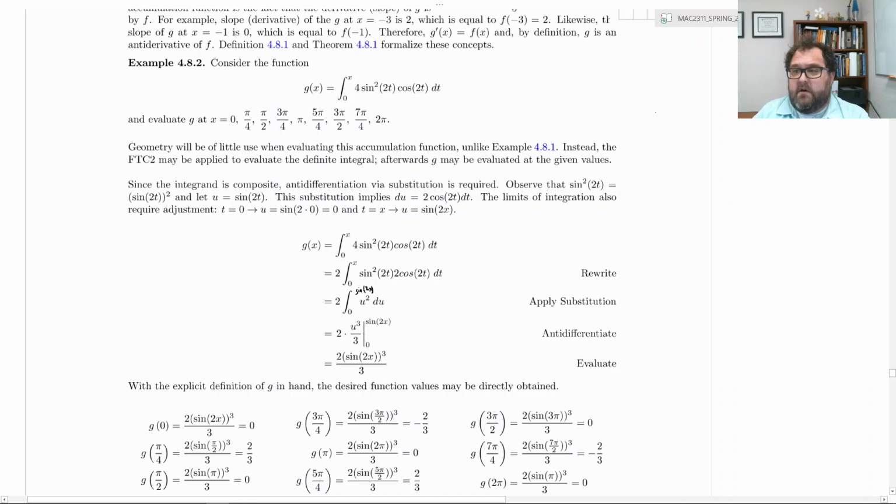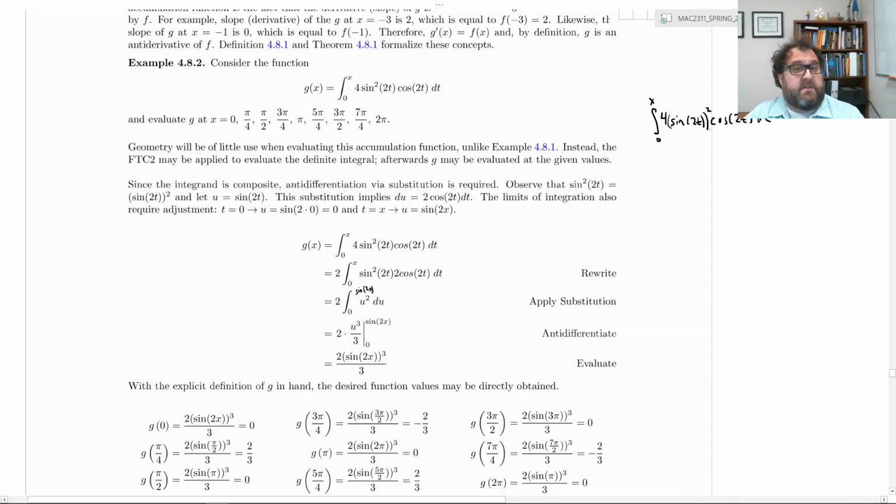So let me start over here. We have the definite integral from 0 to x of 4 sine. I'm going to write this as sine of 2t and then square it, because that's what sine squared means, times cosine of 2t dt. Just keep in mind we're integrating with respect to t, and eventually we'll have to evaluate using the second fundamental theorem of calculus. We'll have to do capital F of b minus capital F of a, where capital F of b means plug in x because x is the upper limit of integration.